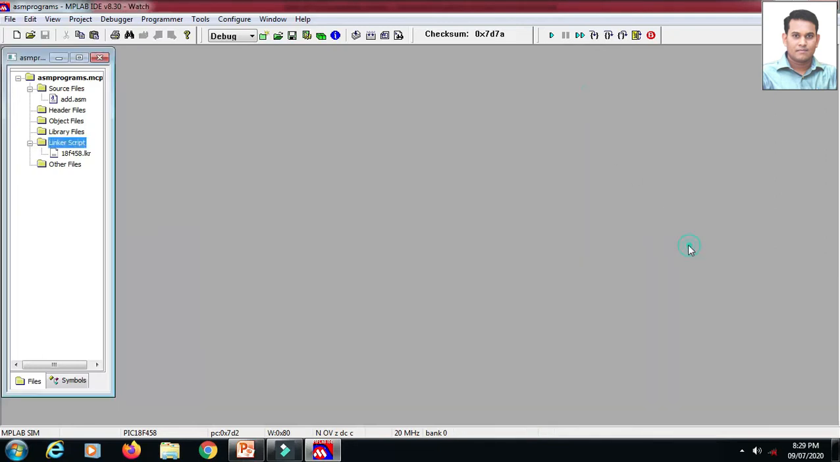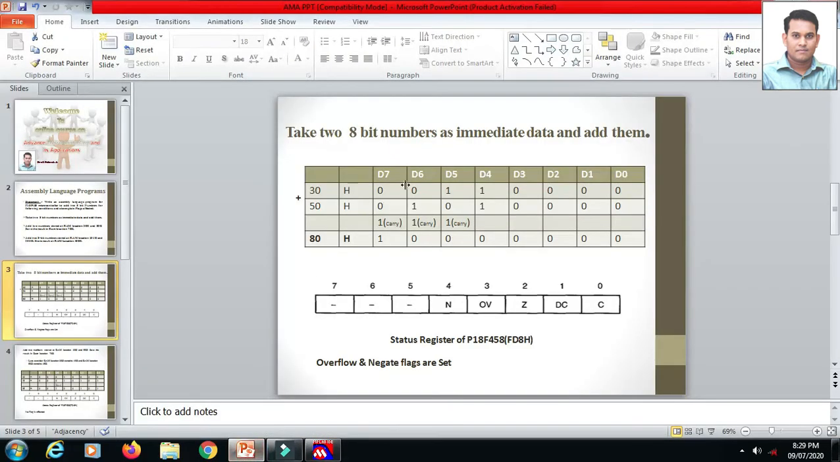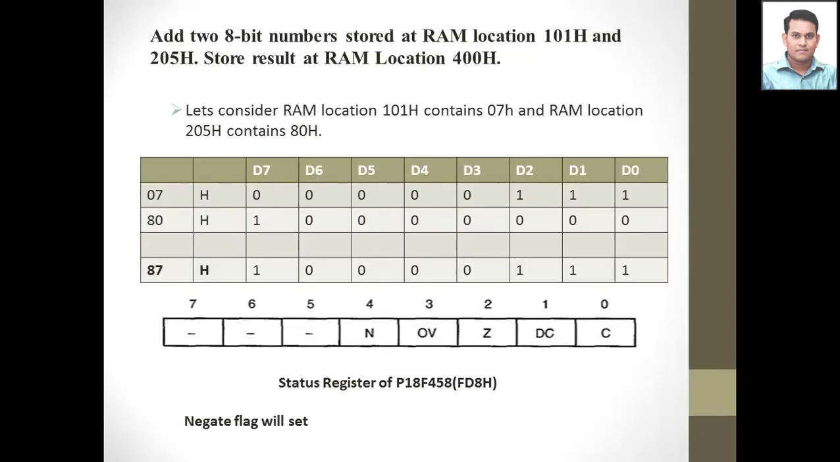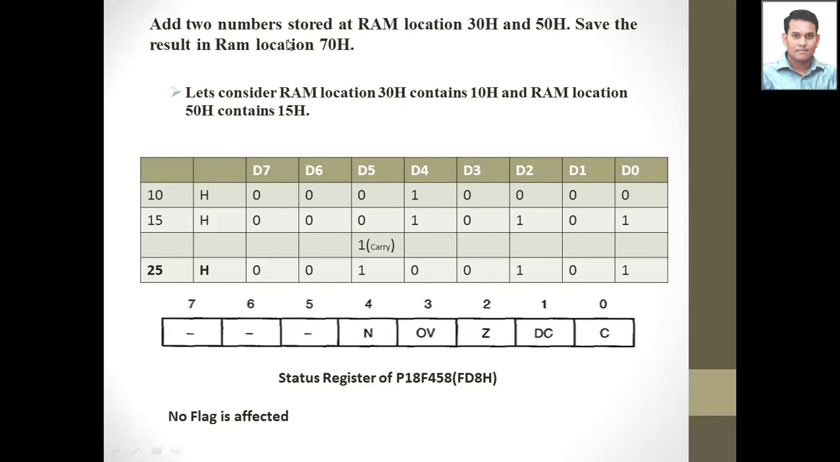Now let's check the second condition. What was the second condition? Second condition was: add two numbers stored at RAM location 30h and 50h, and save the result in RAM location 70h. Let's consider RAM location 30h contains data 10h and RAM location 50h contains 15h. So we have to add these two numbers. After the addition, the result will be 25h. Let's go for binary addition.